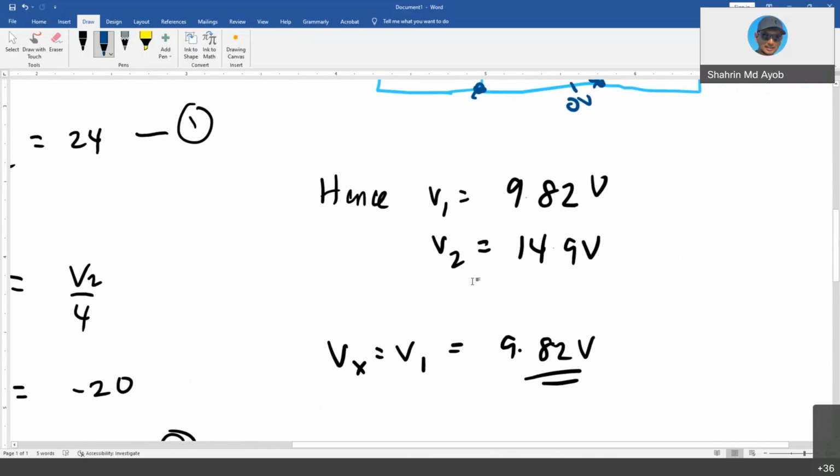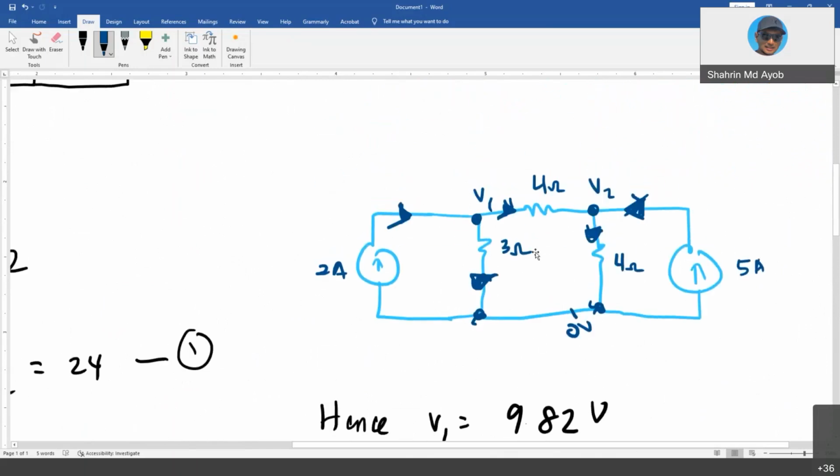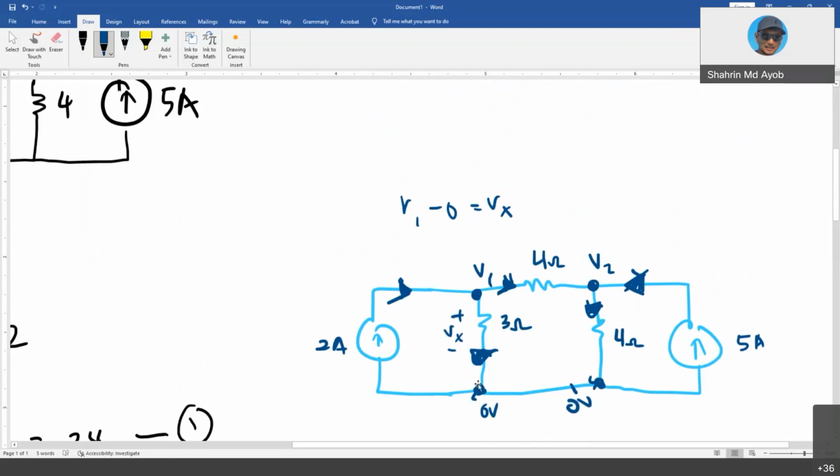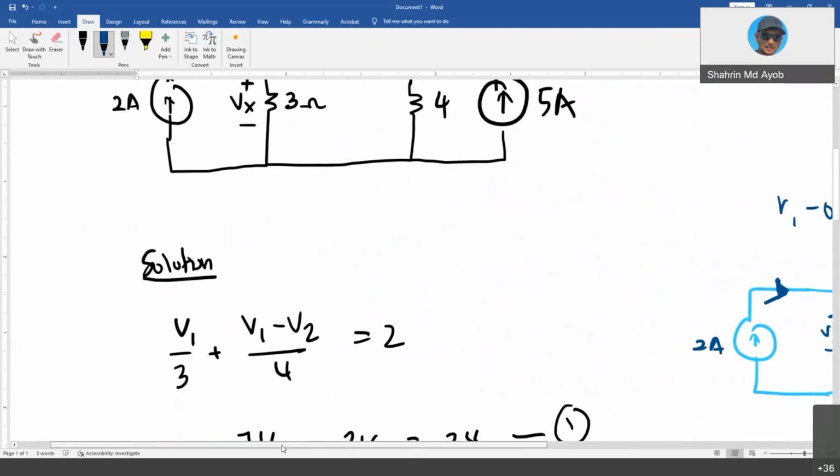From here, we can see that your Vx is equal to V1, because V1 minus 0, the reference, is equal to the voltage drop across the 3 ohms. So V1 is actually your Vx. So we have completed the solution for this circuit, which is very simple and straightforward.